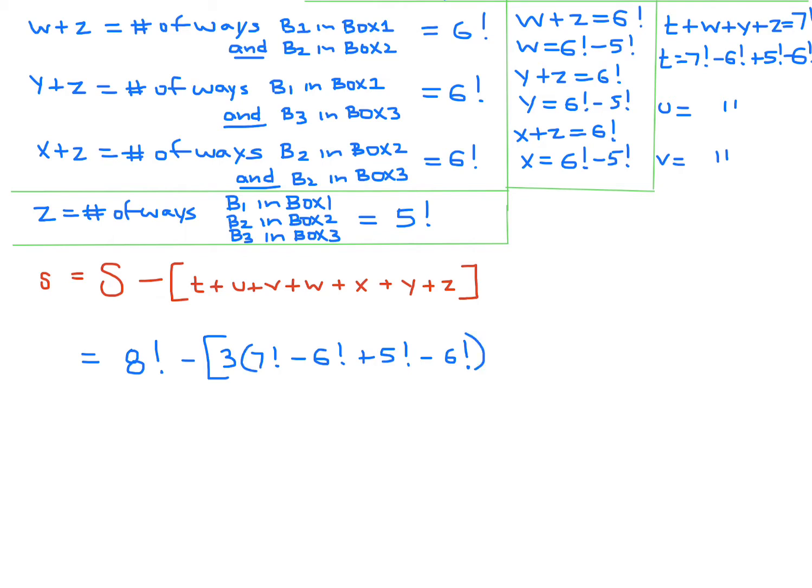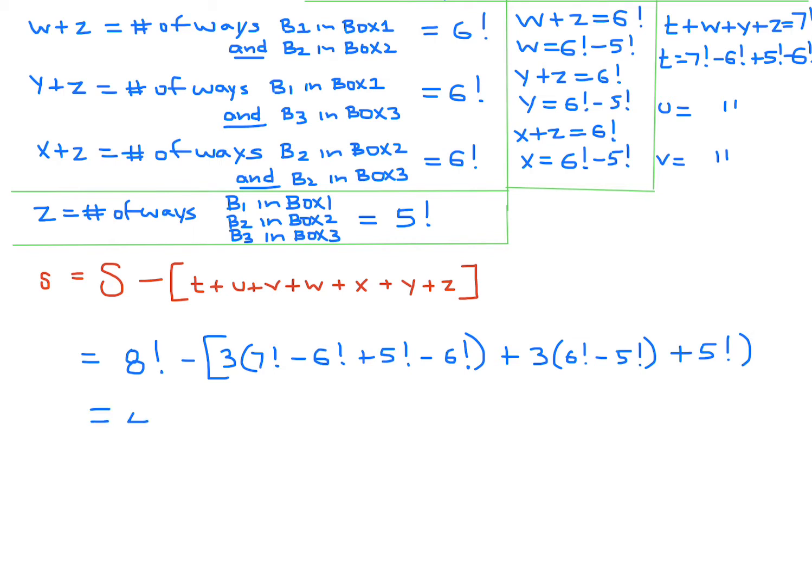And now we're looking at w and x and y, these guys here, and they're all here. W is 6 factorial minus 5 factorial, and y and x, I should say, are exactly the same. So I can just put a 3 out here, multiply those guys by 3. And then finally the z, well, that's just 5 factorial. So plus 5 factorial. All right.